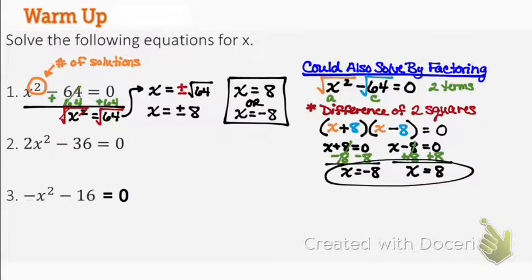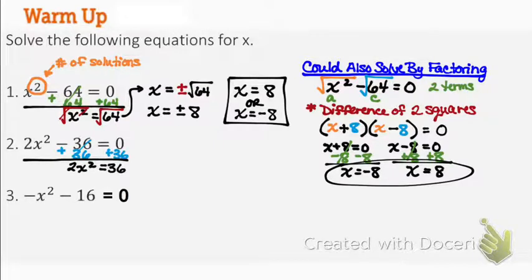All right. Number 2. Do you guys want to solve this by factoring or like we did the first way? First way. The first way is called the square root property because we take a square root of both sides. What would I start off by doing here if I'm going to use the square root property? Add 36 to both sides. Love it. All right, so that would give me 2x squared equals 36.